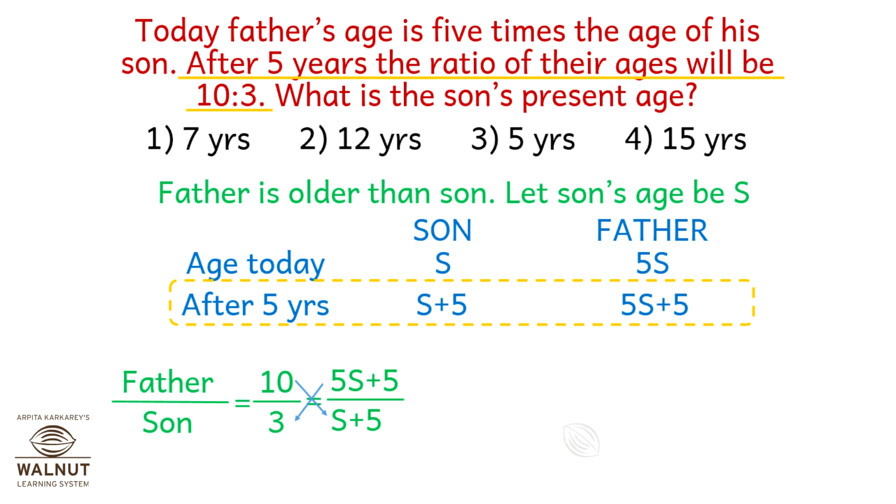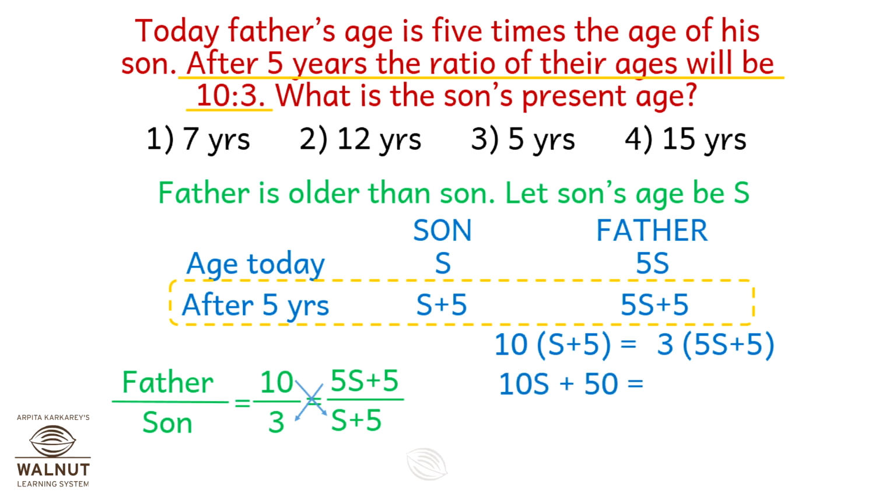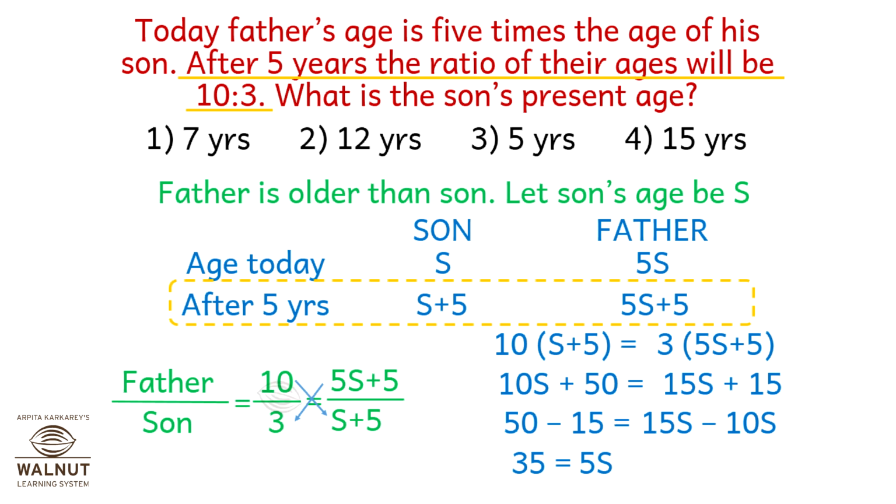Now we cross multiply to get S as 7. The father is 35. Let's check by putting after 5 years, S plus 5 is 12 and father is 40.